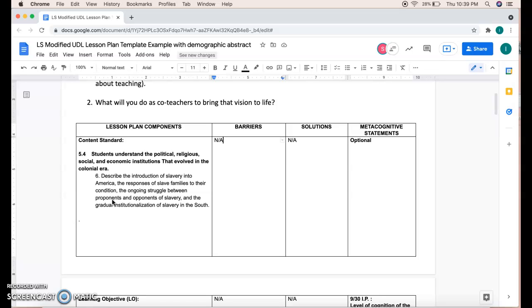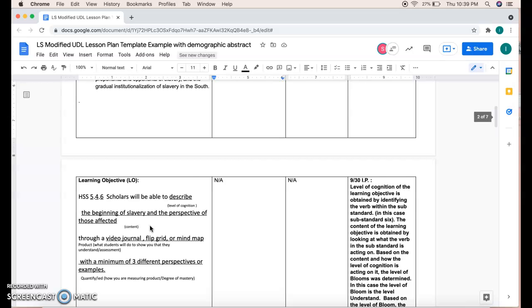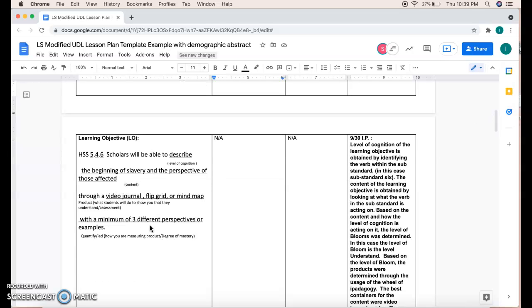Substandard 6, describe the introduction of slavery into America, the responses of slave families to their condition, the ongoing struggle between proponents and opponents of slavery, and the gradual institutionalization of slavery in the South. Our learning objective is History Social Science, Grade 5, Standard 4, Substandard 6.